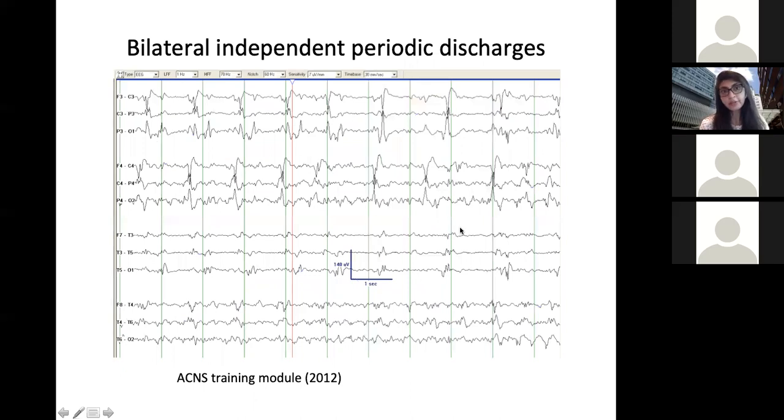Here is an example of bilateral independent periodic discharges, again, left and right parasagittal regions, and we see sharp waves occurring about once per second, but occurring independently over the two hemispheres. And this would classify as bilateral independent discharges.